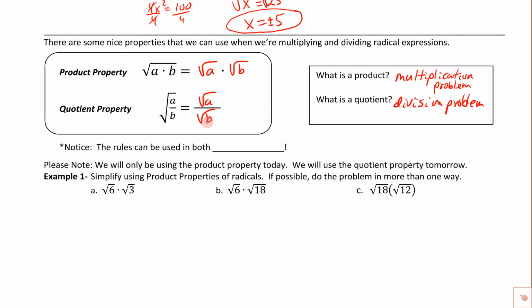And if you've got a radical on the top and a radical on the bottom, you can put them underneath one big radical and do the division inside. So these can be used in both directions. Now, what we're going to do today is we're only going to be using the product property. We're going to be focusing on this one right here, and we're going to be using it in both directions, so please keep that in mind.